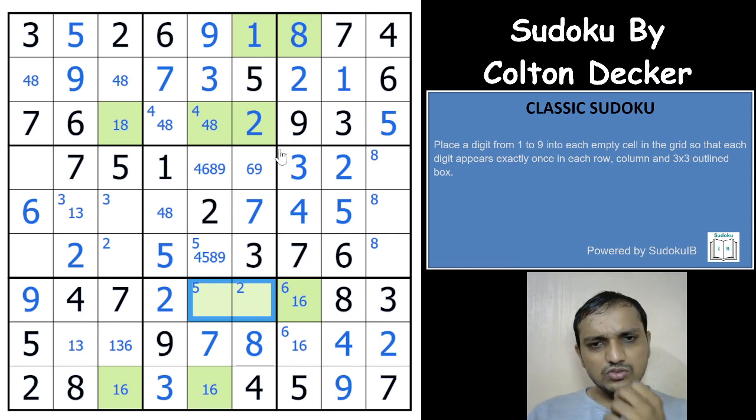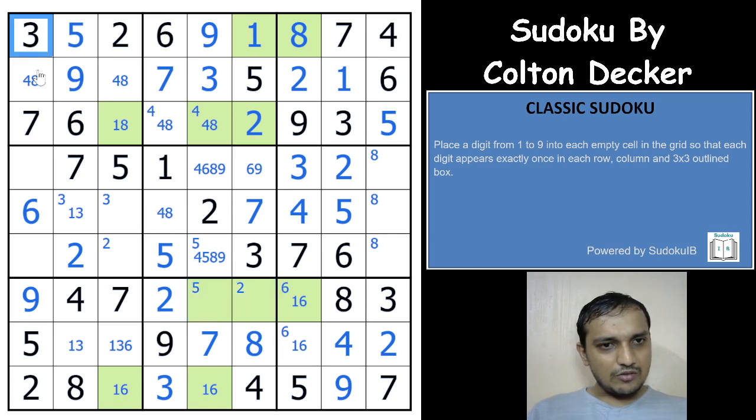I think this is the one that my friend was telling me about, the jellyfish technique, and I was really happy to see that. It's really difficult to find. Finding a jellyfish technique is obviously not easy. 1, 4, 8, right? So this would have to be 4 and 8.